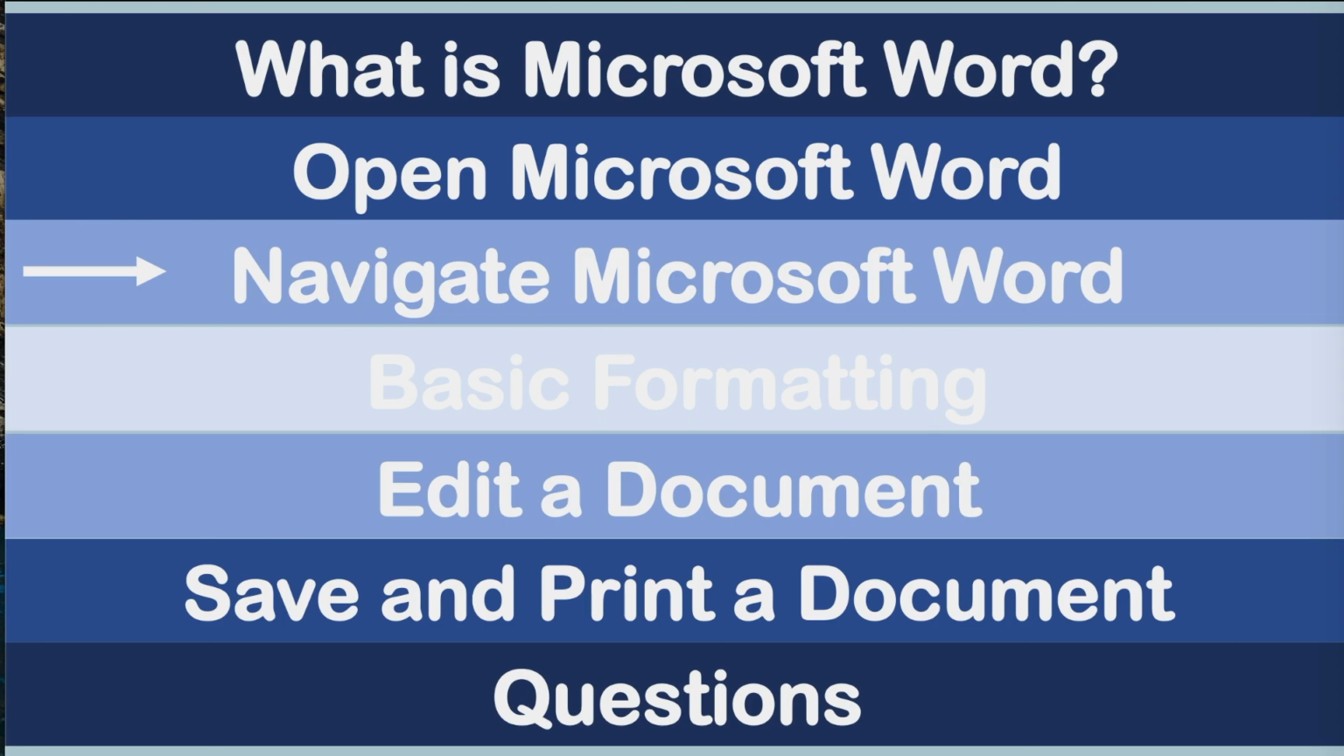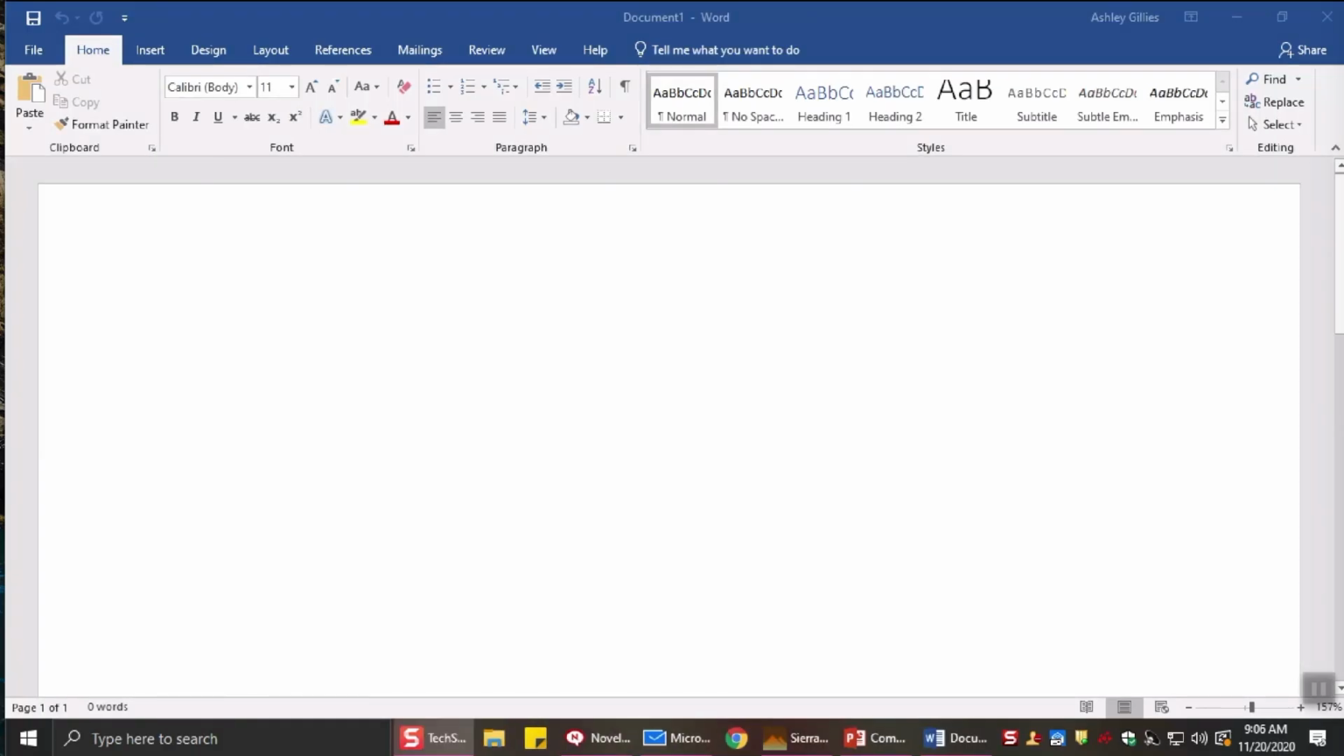Let's navigate. So at the very top of your document is the title bar. Right now, ours says Document 1 - Word. In the top left corner is the quick access toolbar with your undo button, save button. Top right corner has your standard commands like minimize.